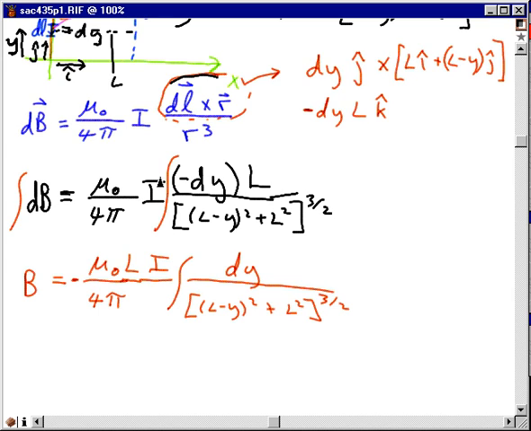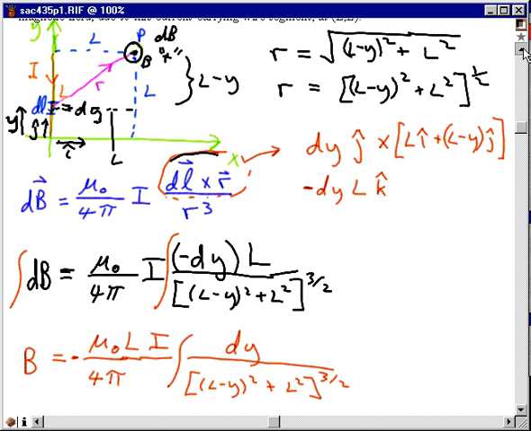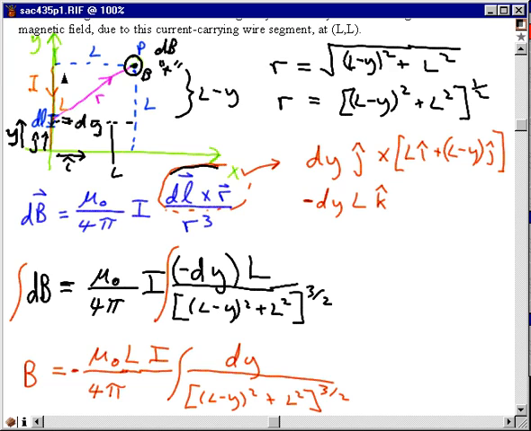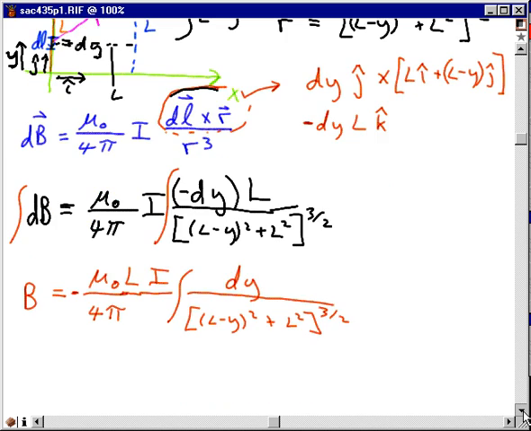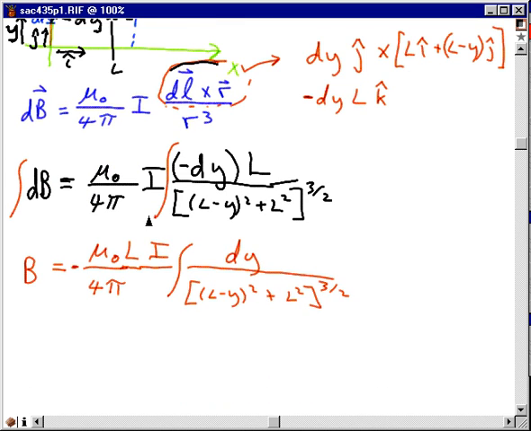That's still there. And again, I want to cover all the infinitesimal wire segments, each being dl long. The wire runs from y equal to L down to y equal to 0. So I'll integrate from L to 0 over y, y equal to L to y equal to 0.